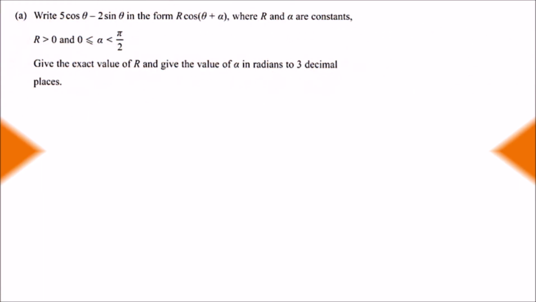We are trying to find the values of r and alpha. Looking at the question, it tells us to write the following trigonometric expression in the form r cos(theta + alpha), where both r and alpha are constants. The easiest way to tackle this is to realize that 5 cos theta minus 2 sine theta is identical to the r expression.